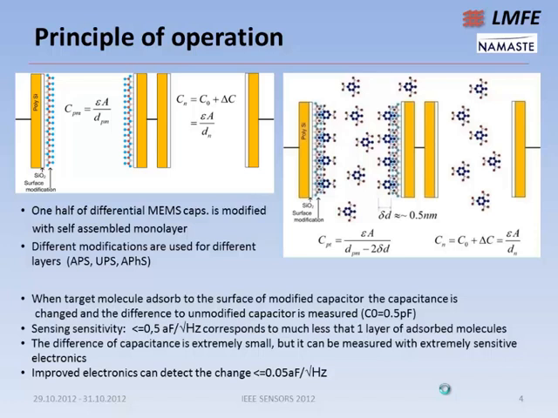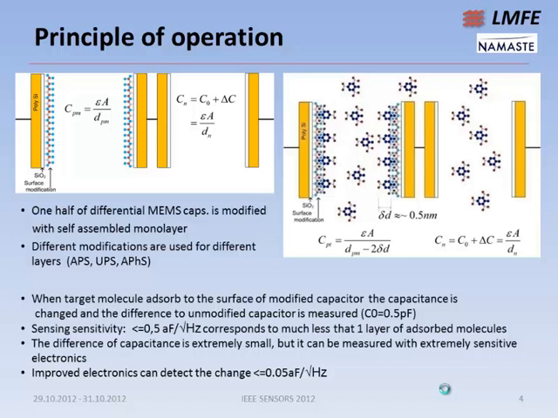Of course, not by very much, because the dimension of the TNT molecule or RDX molecule is very, very small, less than 0.5 nanometers. So by attaching these TNT molecules to the functionalized surface, we change the capacitance of one capacitor and not the other. And of course, we now need an instrument which is able to measure this very, very small capacitance difference.